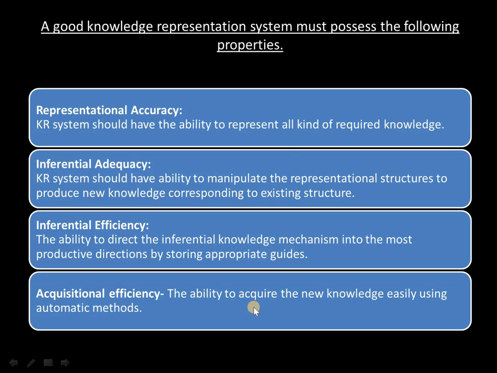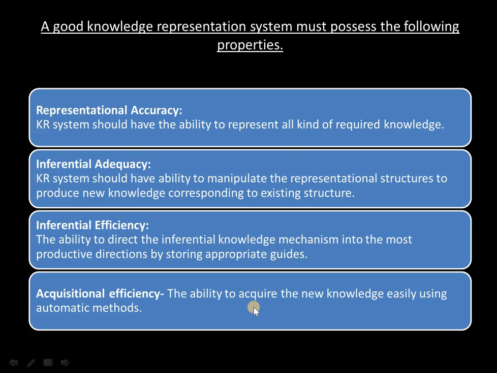And the next point is inferential efficiency. Your representation of knowledge, your inference from that knowledge should be efficient, and that should be able to be filed somewhere or used in the future. And the last point is acquisitional efficiency. That means if your knowledge representation system is of high quality, it should be able to acquire new knowledge easily, automatically.